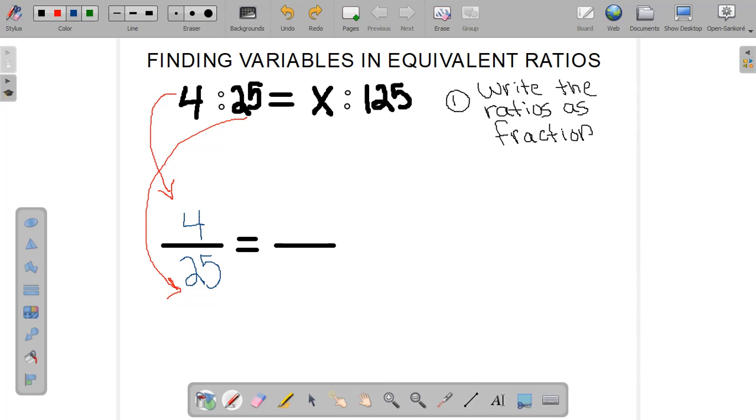4 over 25. Now, let's take our second ratio. You're going to do the same thing. The first one is going to be your numerator. In this case, it's x. And your second number is going to be your denominator. Okay, now we have done step 1, which is write the ratios as fractions. Step 1, done. There are only 3 steps.